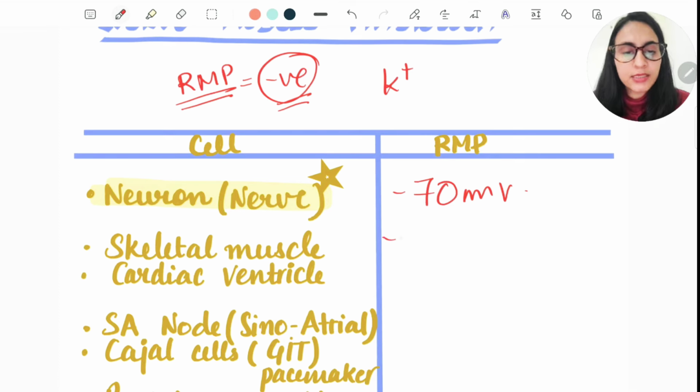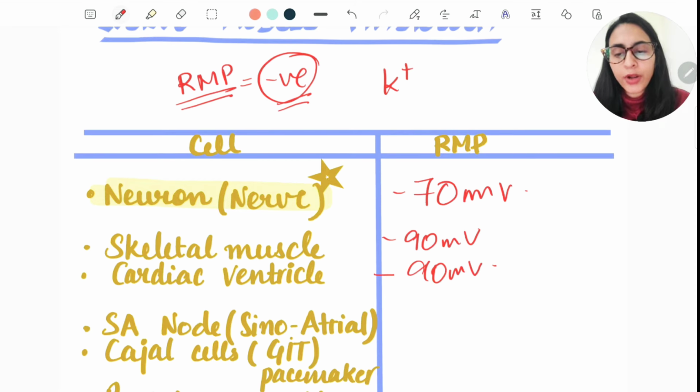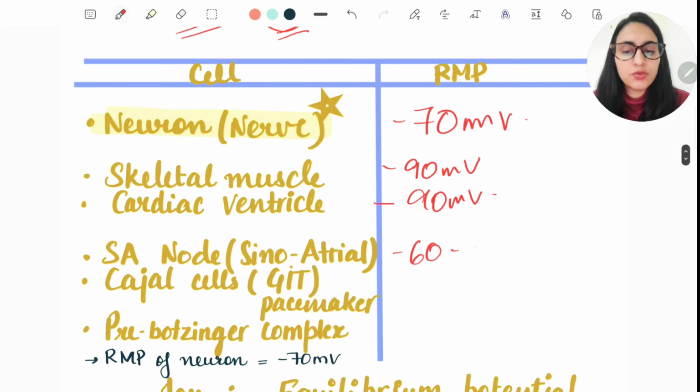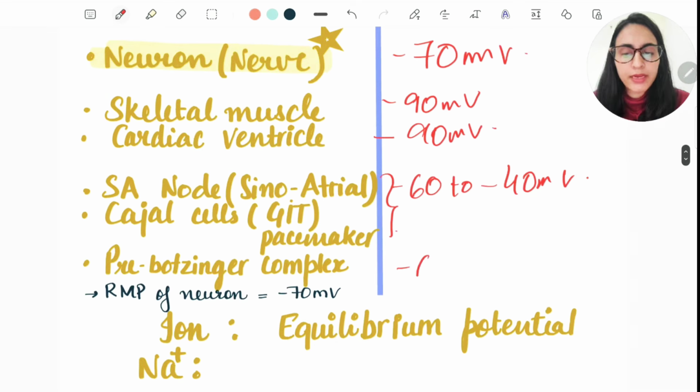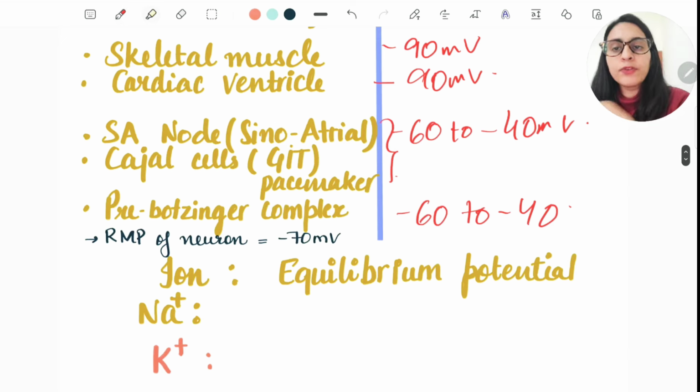For a skeletal muscle, it is minus 90 millivolt. For cardiac muscle is also minus 90 millivolt. For SA node, it is minus 60 to minus 40 millivolt. For GI cells like Cajal cells or pacemaker, again it is minus 60 to minus 40. And pre-Bötzinger complex, it is minus 60 to minus 40. So RMP of the neuron, which is most frequently asked, it is minus 70 millivolt.